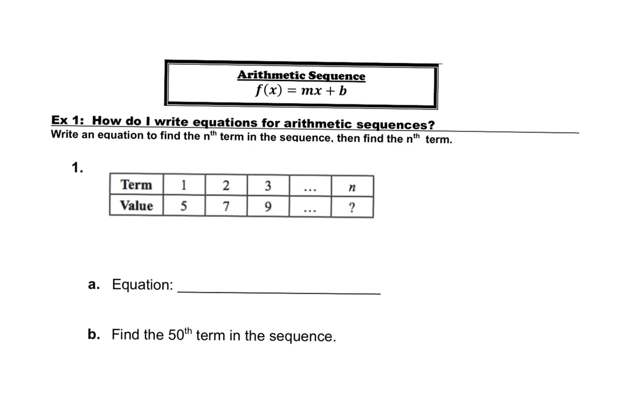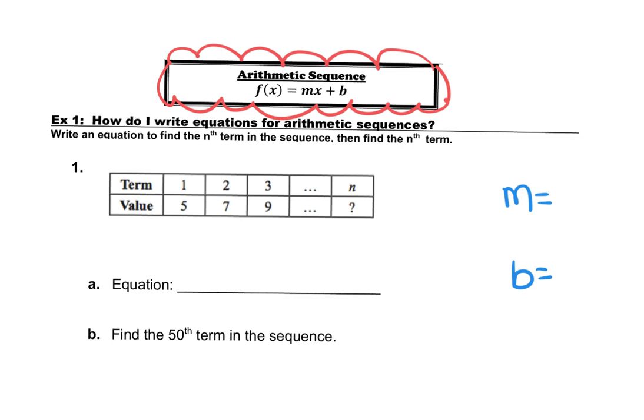All right, example number 1: how do I write equations for arithmetic sequences? Remember that arithmetic sequences are that linear function, f(x) = mx + b, and you can always plug y in for f(x). Now we have these terms, and what we need to do is write an equation for this line. When we write an equation in slope-intercept form, we always have to have two things: the slope and the y-intercept. What we've been calling the slope in these sequences is the common difference. How much is it going up or down with addition and subtraction?